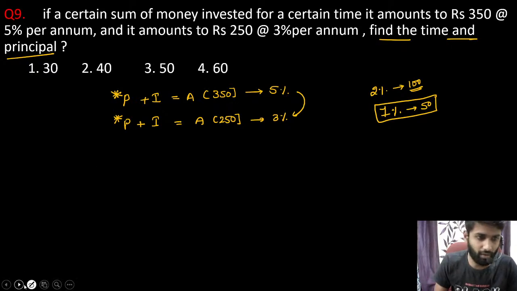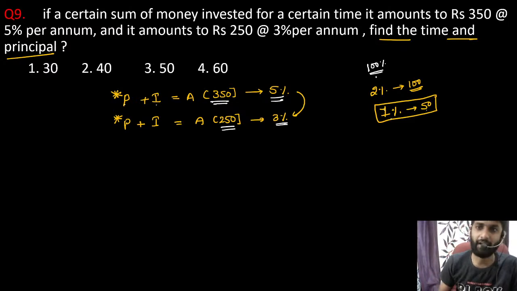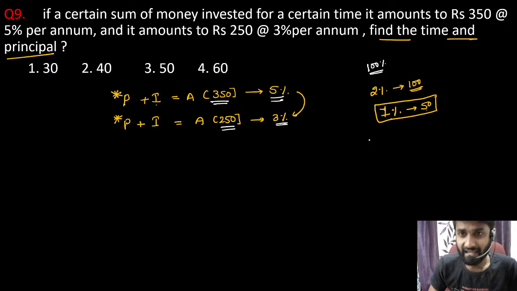Now see, you can take the first important point. What is the first important point? Principal plus interest is exactly equal to 350 rupees for 5% per annum. And 250 rupees for 3% per annum. Now, what is your observation? If 1% is equal to 50, the principal is always 100%. So if 1% is equal to 50, then the 100% value becomes exactly equal to 5,000 rupees. Clear?